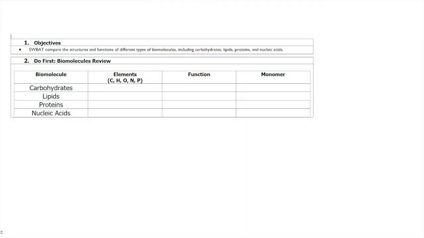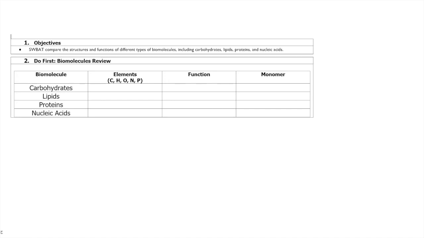This one is all on biomolecules. So today you will be able to compare the structures and functions of different types of biomolecules, including carbohydrates, lipids, proteins, and nucleic acids. Go ahead and pause the video and complete your do first.